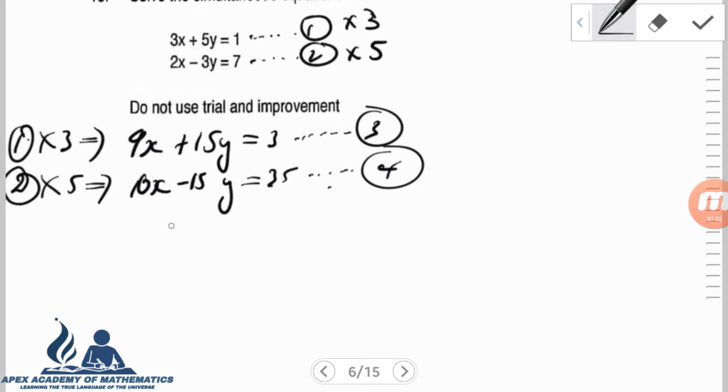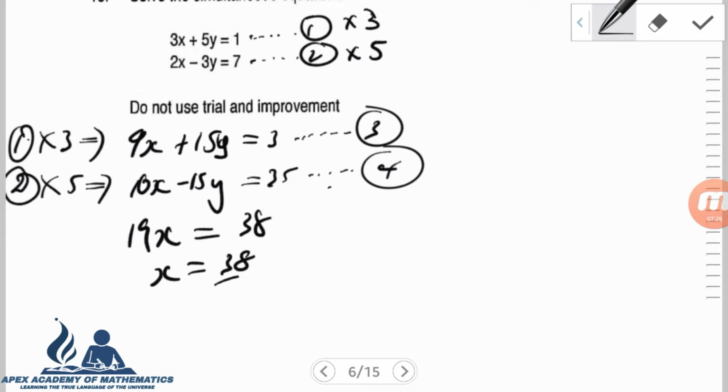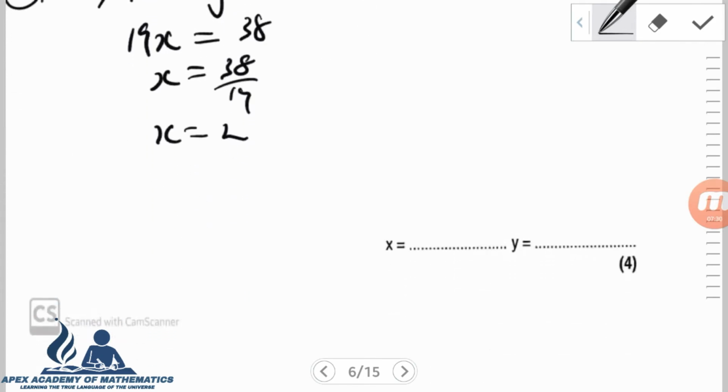Alright, I think we're good to go. Let's write this a little bit better, it's a bit spacious. So y and y here. Now that we have that, the signs are different, so we're going to add. Adding this, we have 19x, adding that, we get 0, and adding these two, we get 38. So x is equal to 38 divided by 19, x is equal to 2.